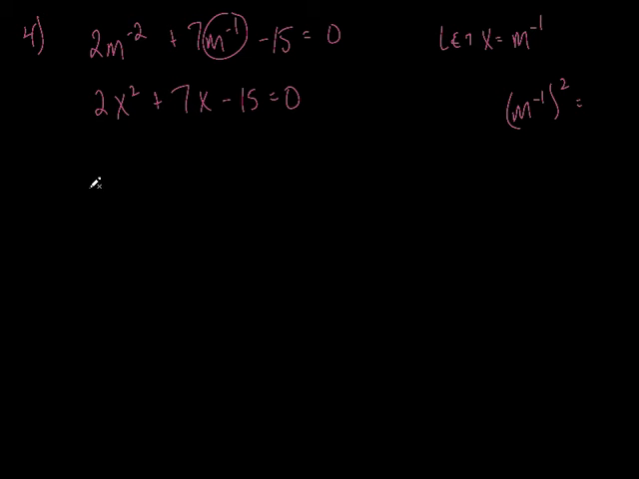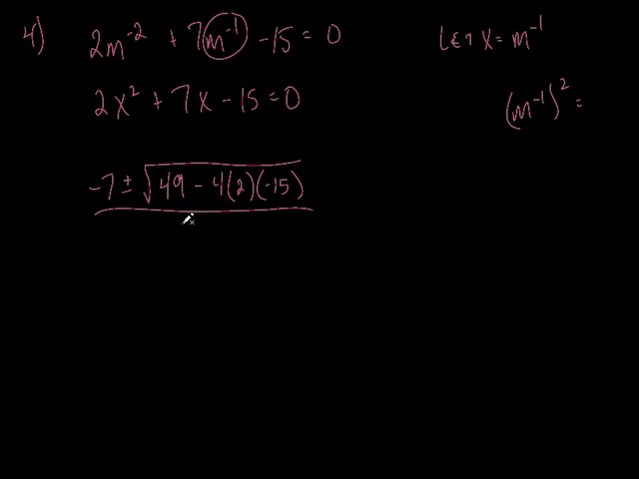So it's negative b, or negative 7, plus or minus, square root, b squared, which is 49, minus 4 times a times c, which is negative 15, over what? 2a, which is 4. All right? So let's simplify this. So it's negative 7 plus or minus, square root. Let's see. 4 times 15, that's what? 60. Times 2 is 120, am I right? So 120 plus 49 is 169, am I right?